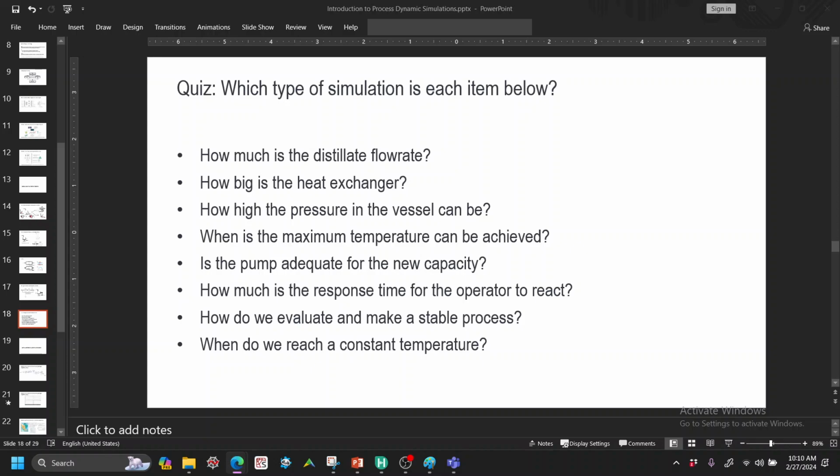Steady state. Okay. Now, how big is the heat exchanger? Chan Yuan Hui, how big is the heat exchanger? Steady state also. And then who else?